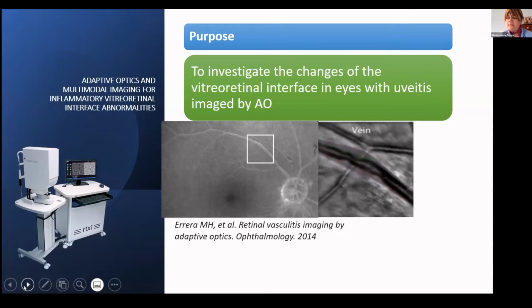And that's the opportunity to thank Professor Gocho, who 10 years ago taught me how to use rtx1 for the first time. Thank you. So the purpose of the study is to investigate the changes of the vitreoretinal interface in eyes with uveitis imaged by adaptive optics, and our team already worked on uveitis and adaptive optics, and we showed how retinal vasculitis and inflamed retinal vessel can look like with this opaque sheathing around this inflamed vein.